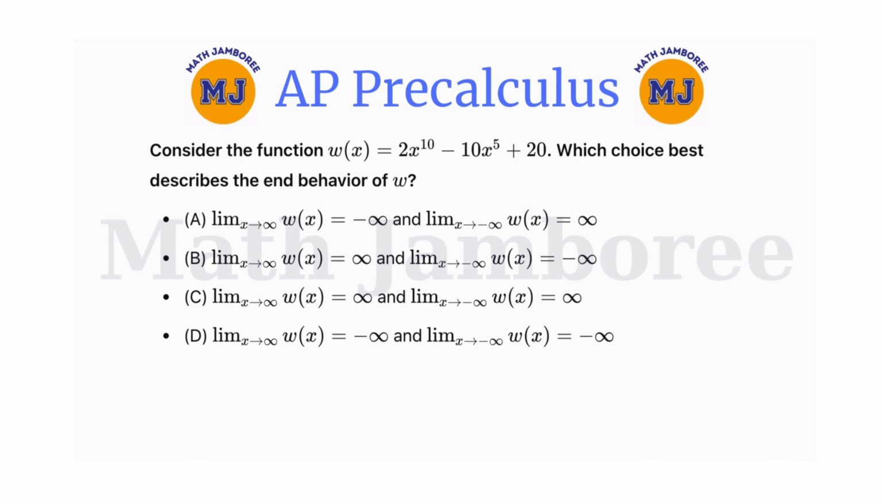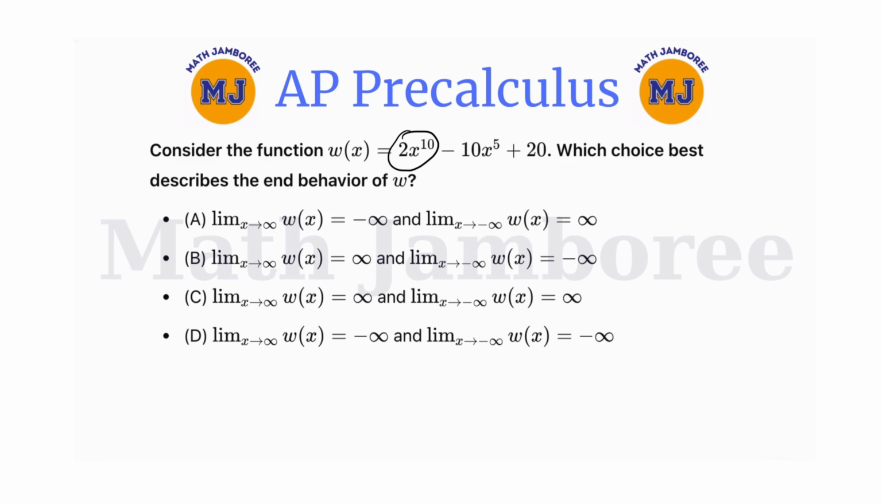In this video, we have another AP Precalculus type of question from the topic of polynomial functions and end behavior. Let's solve it together. Consider the function w of x equals 2x^10 minus 10x^5 plus 20. Which choice best describes the end behavior of w?